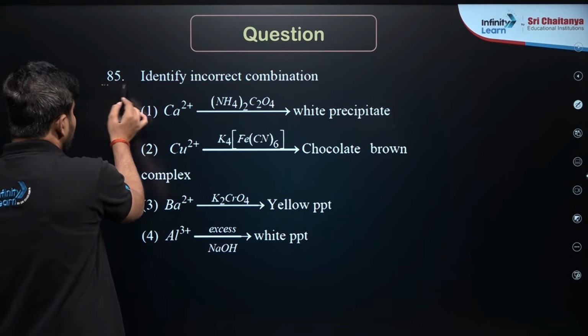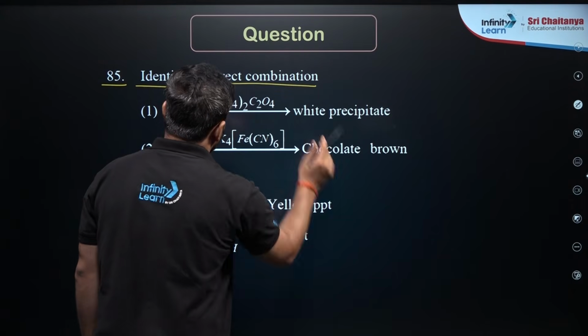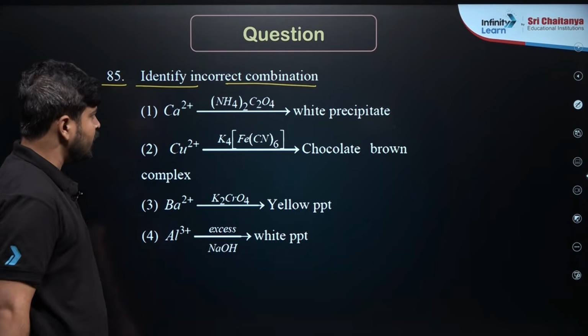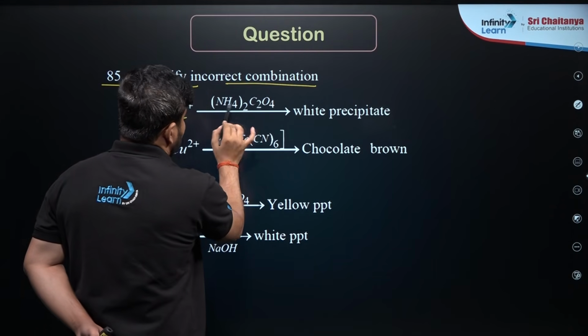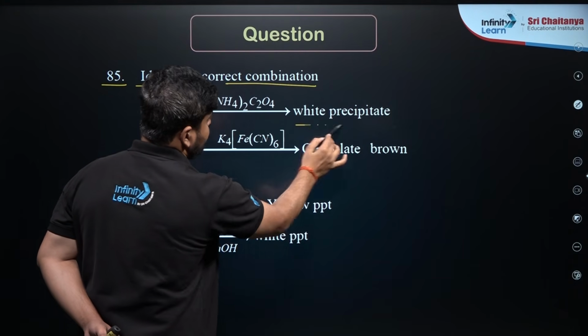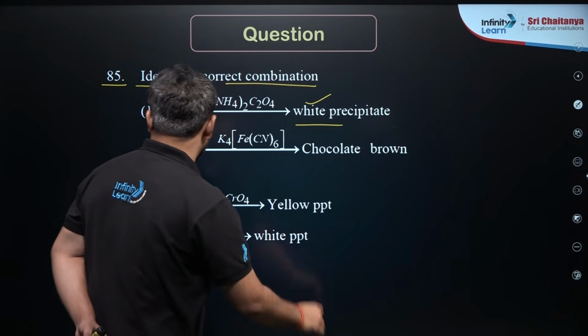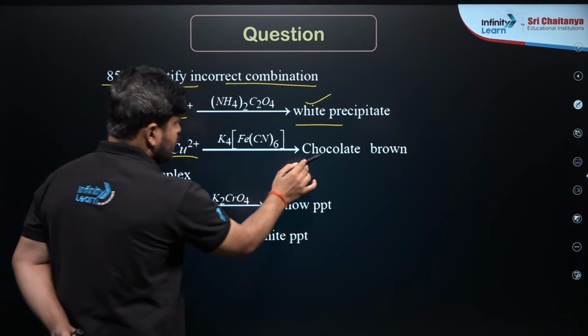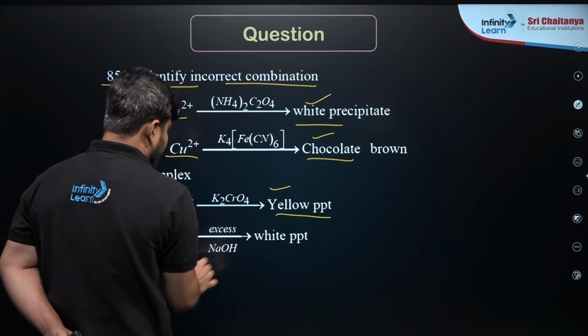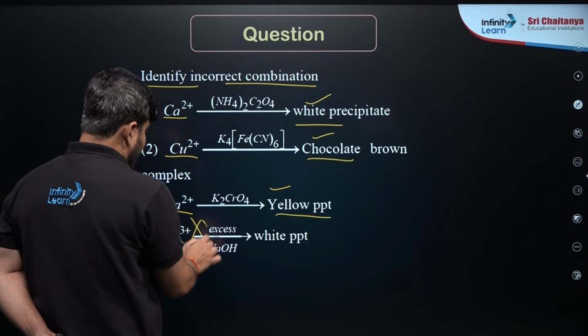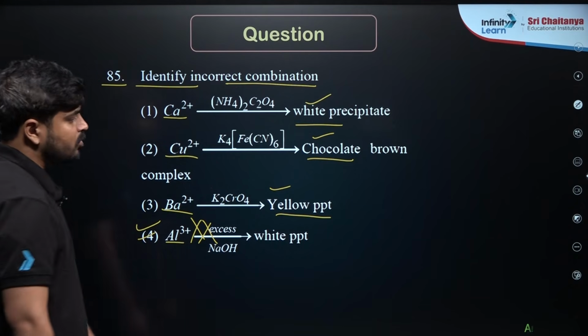Now I am coming to, identify the incorrect combination. You have to identify the incorrect combination. So Ca2+ when it combines with (NH4)2C2O4, white precipitate formation will come, it is correct. Okay, Cu2+, yes, brown, it is also correct. And Ba2+ yellow, it is also correct. And Al, this is not correct. So the fourth one is the correct answer of this question.